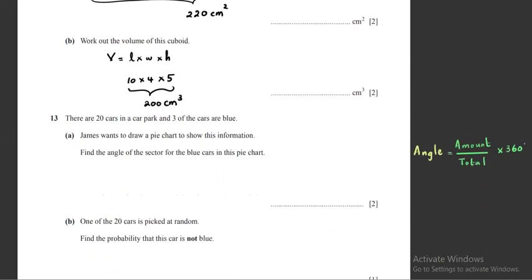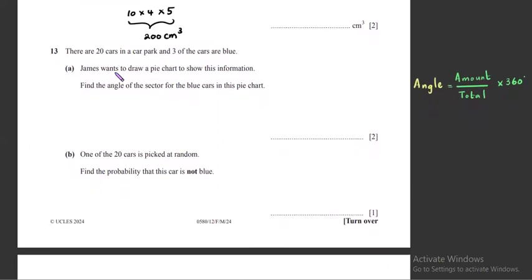Let's move on to the next question, which is question 13. There are 20 cars in a car park and 3 of the cars are blue. James wants to draw a pie chart to show this information. We need to calculate the angle of the sector that represents blue cars in a pie chart. Previously we did a question where we converted a fraction into a percentage. Similar to that, here we put it in the form of a fraction and find the angle. We wouldn't multiply by 100 like we did before, but we multiply by 360 degrees.